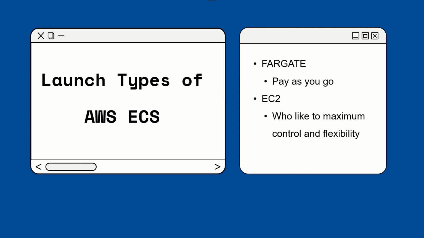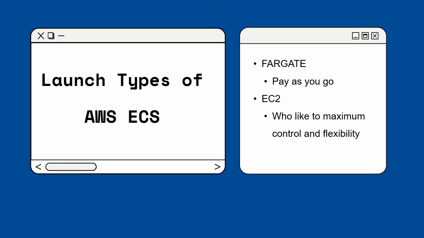Next, we have the EC2 launch type. This one is for those who like control and flexibility. You have the maximum control and flexibility. With EC2, you manage your own EC2 instances to run containers. It's like being the captain of your own ship. Both these launch types have their own unique characteristics and trade-offs, so it's important to choose the right one for your specific needs.